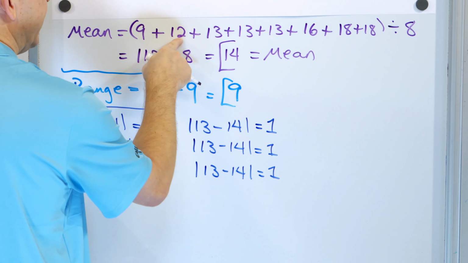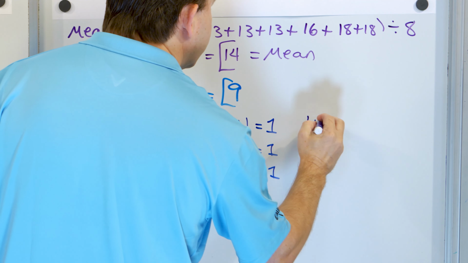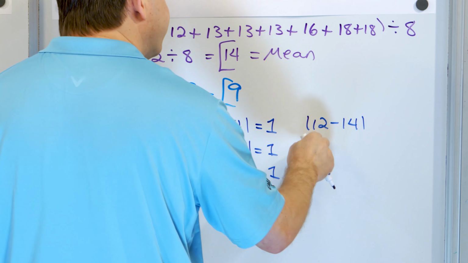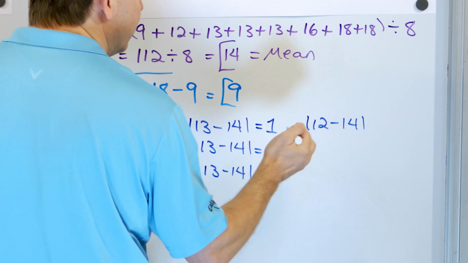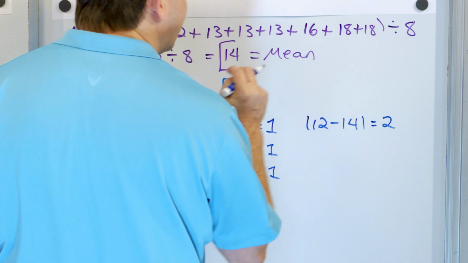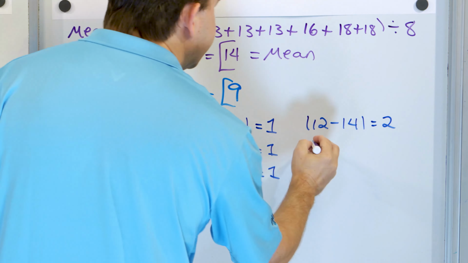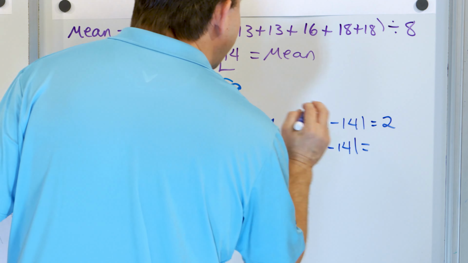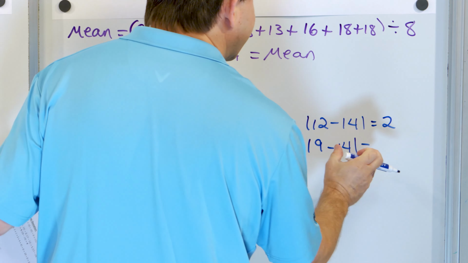Then we have somebody at 12 years old. So a 12-year-old minus the mean of 14, that's 2 years younger, which means 12 minus 14 is negative 2. But we take the absolute value and make it positive 2. Finally, we have 9 minus 14, right? And that's going to give you negative 5, but the absolute value is positive 5.